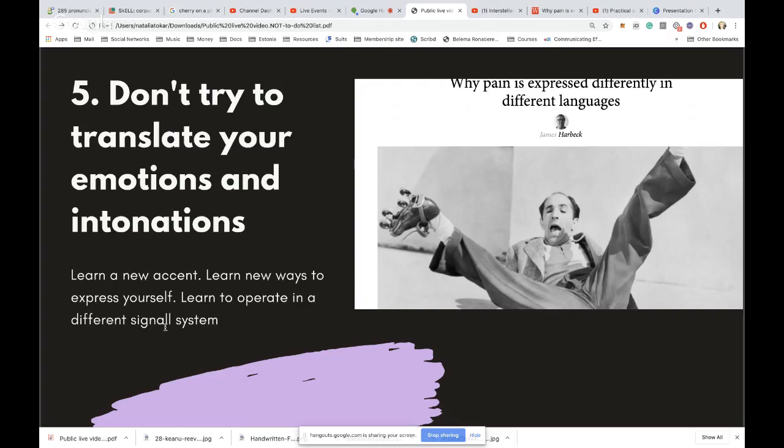I have a typo here. Signal should be with 1 L. Sorry about that. A new language is a different signal system. And if you don't know how to operate, how to orient yourself in that system, you will always be translating. But if you learn how it operates, you can stop translating and you can start thinking directly in that new system.